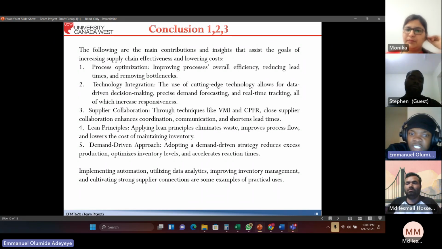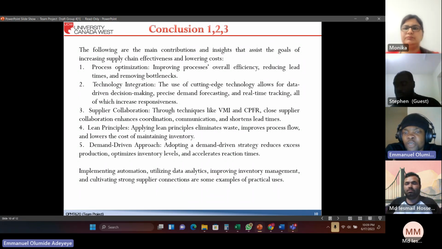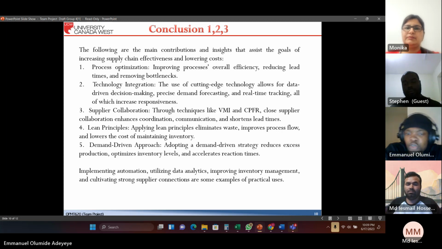And then technology integration is just the use of cutting-edge technology that allows for data-driven decisions, precise demand forecasting, and route tracking, all of which increase responsiveness. And then the supply collaboration. Through techniques like VMI and CPFR, close supply collaboration enhances coordination, communication, and shorter lead times.